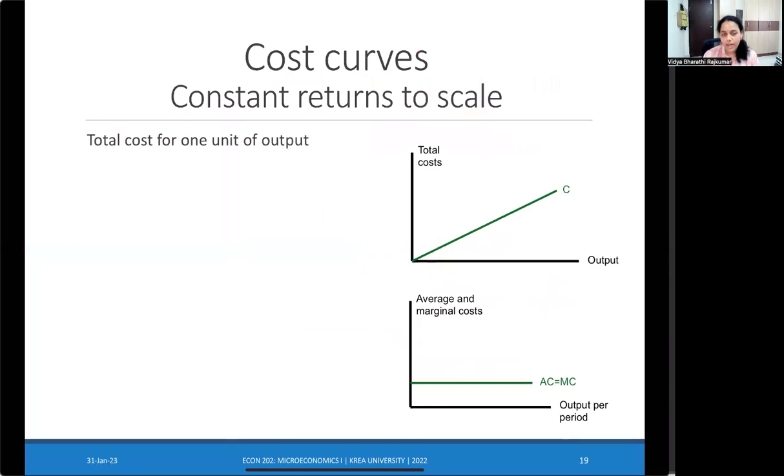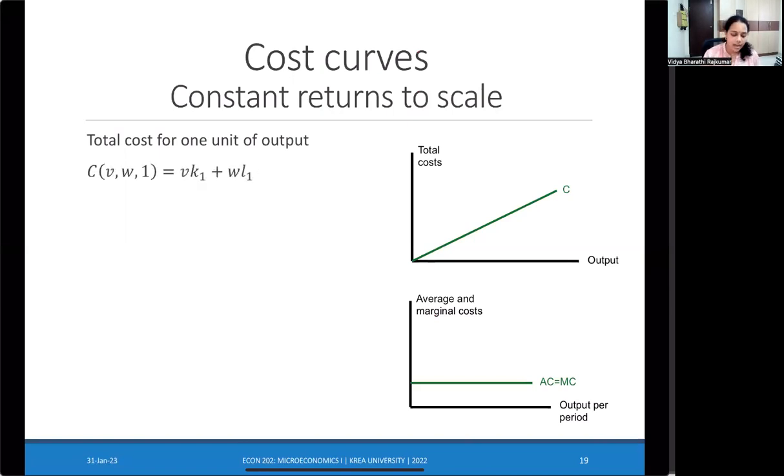The first case is where we're dealing with a firm that has constant returns to scale. So with CRS, if it needs to produce double the amount of output, all that it needs to do is double its inputs. If it wants thrice the amount of output, it needs to triple its inputs, and so on. So in such cases, let's see how our total, average and marginal cost functions would look like.